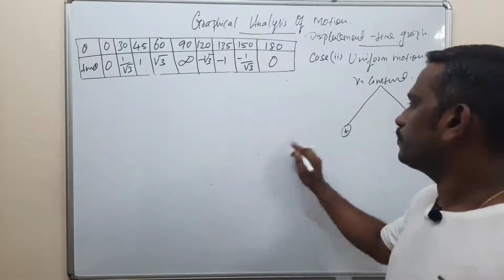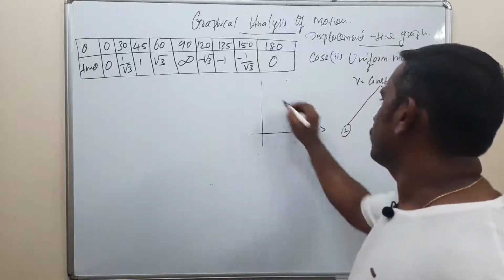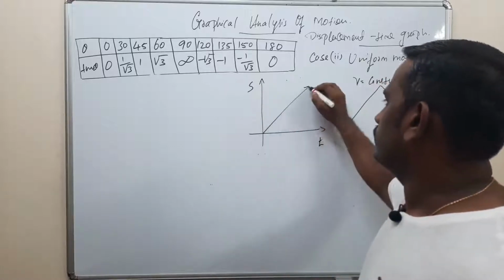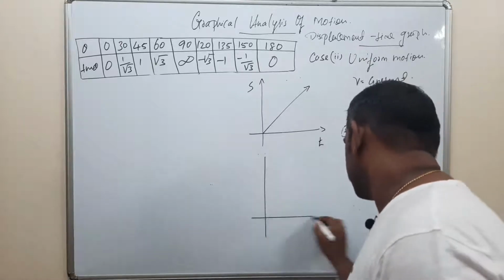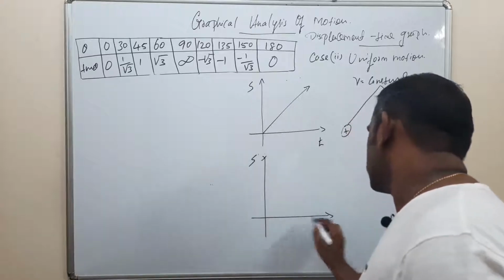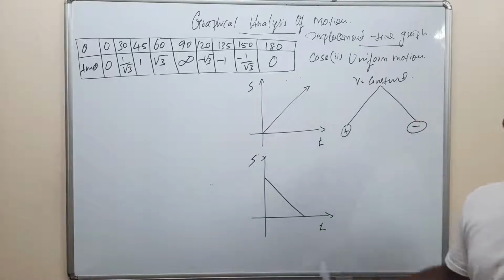So positive constant means a displacement time graph like this. Negative constant means, so displacement time, just like this. Clear?